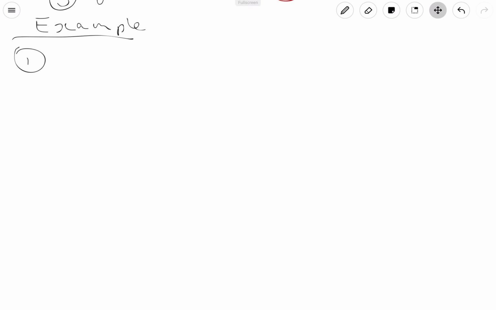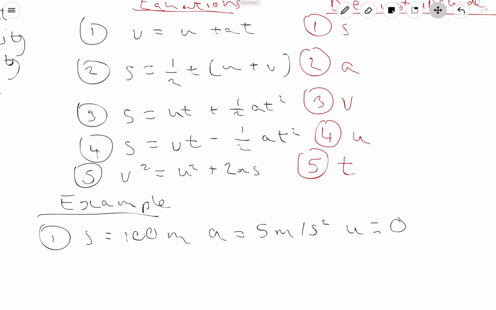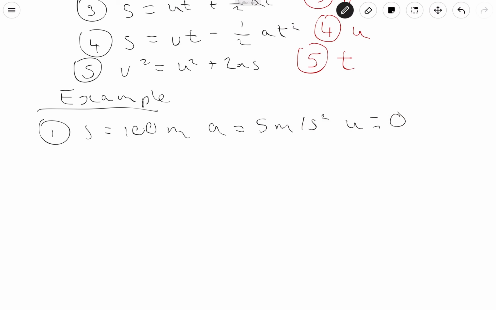You are given the displacement S equals 100 meters, acceleration equals 5 meters per second squared, and let's say U equals 0. So now, using this equation, even though you do not have the time it took for this whole movement, you have these 3 quantities, and now you can find the final velocity, and you can also find the time taken.